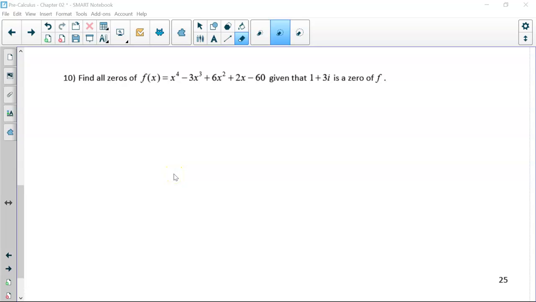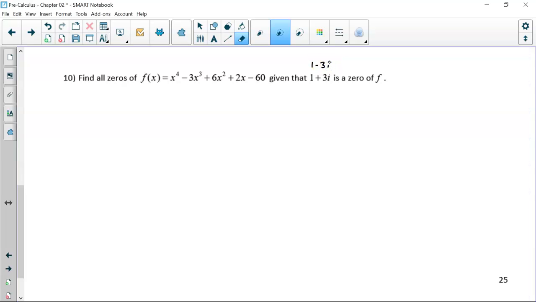Welcome back to section 2.5. What we're going to be doing is finding all the zeros given that 1 plus 3i is a zero. If you remember the conjugate rule, 1 minus 3i must also be a zero.